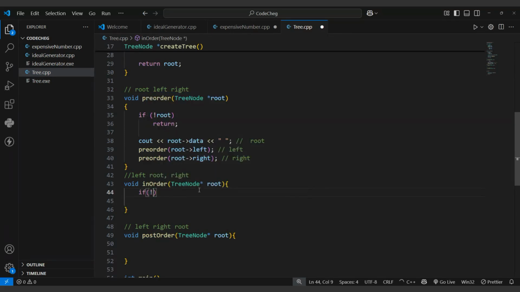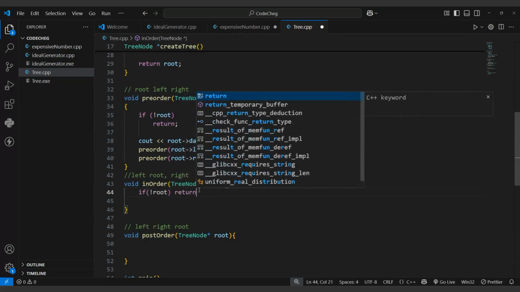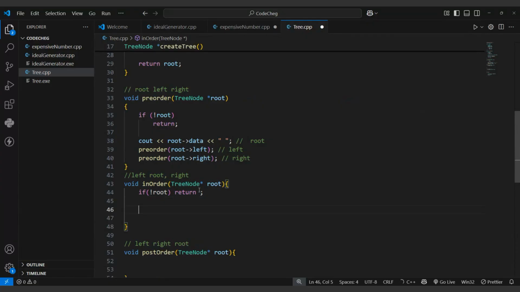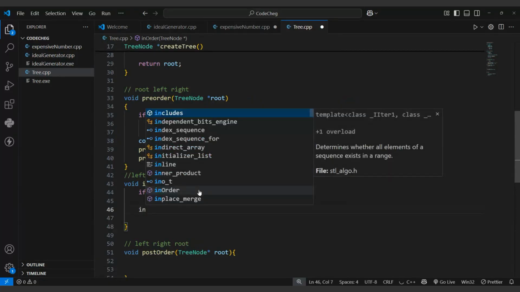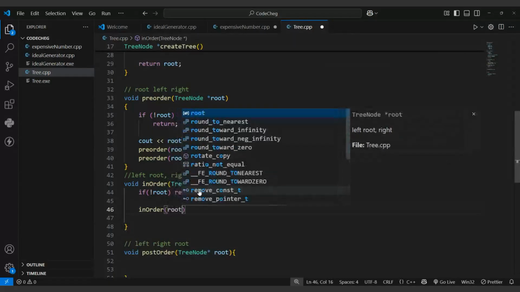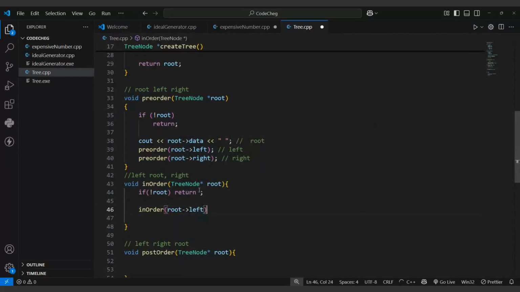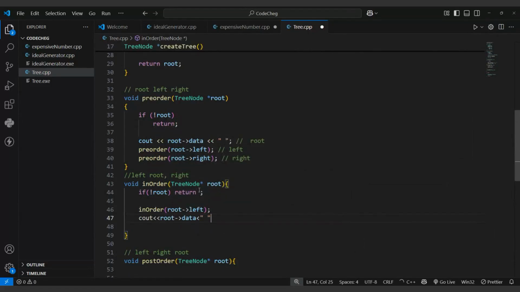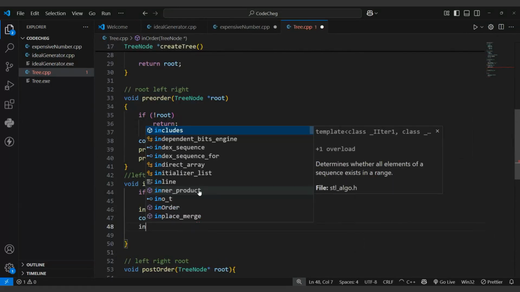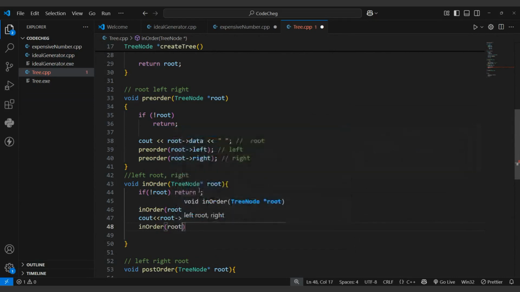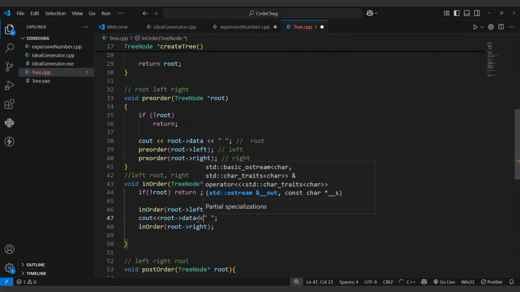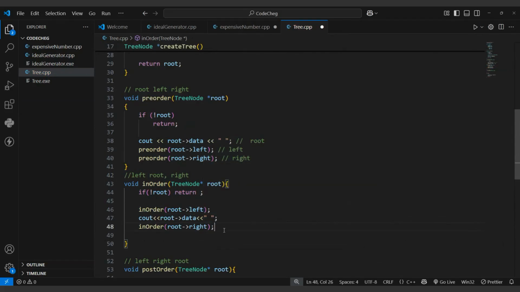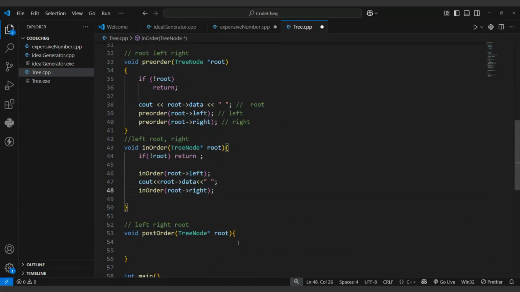If root doesn't exist, return nothing. Otherwise, do the same stuff. In-order: go to the root's left, then print the root, then go to the root's right. Okay, class, so this is the in-order.